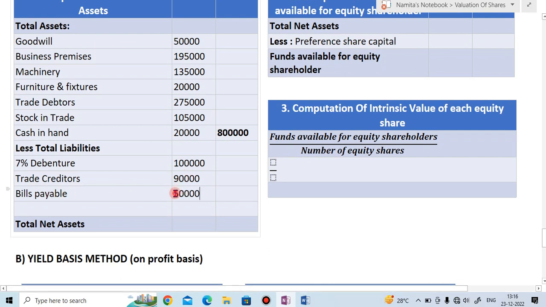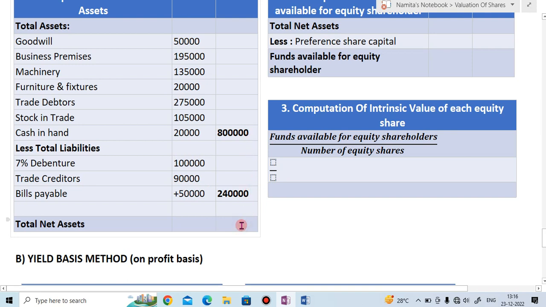Now add all these three. 1 lakh plus 90,000 plus 50,000. So the total will be 2,40,000. So this is the total of what? The liabilities. Okay, 2,40,000.